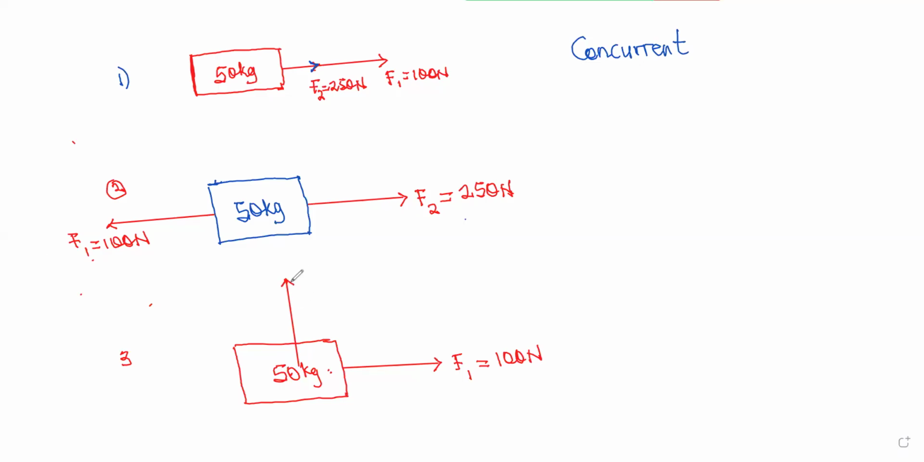Then F2, which is 250 Newton. This time around, the angle between the two forces is 90 degrees, meaning the two forces, F1 and F2, act perpendicularly to one another. So these are the 3 scenarios. Now the main question.